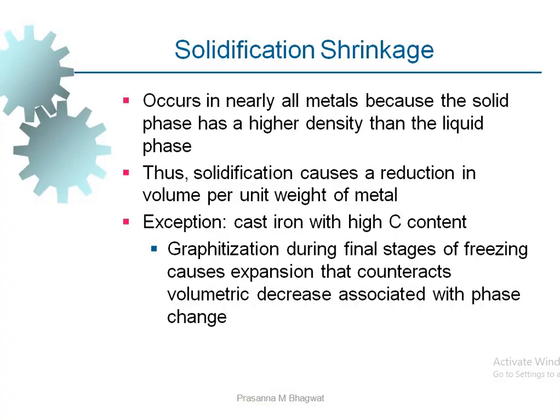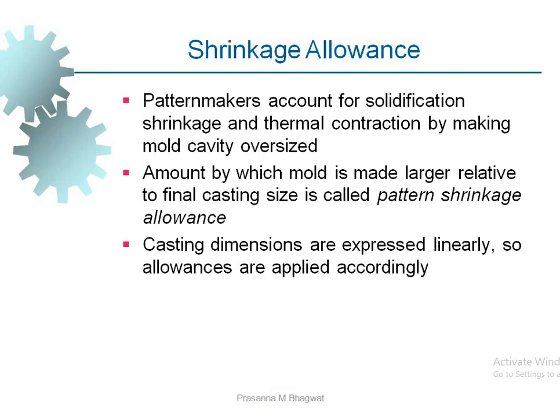Solidification shrinkage occurs in nearly all metals because the solid phase has higher density than the liquid phase. The solidification causes reduction in the volume, and the exception is cast iron with high carbon content. So carbon content is high, there is an exception in this case. Graphitization during the final stage of freezing causes expansion that counteracts the volumetric decrease. So this is one case, the case of cast iron.